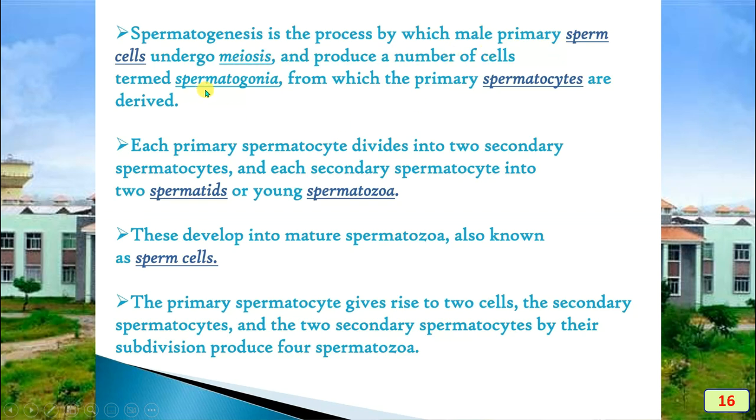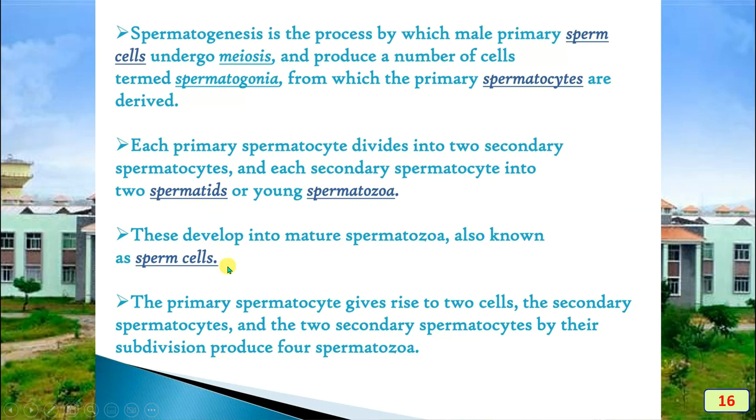Spermatogenesis is the process by which male primary sperm cells undergo division and produce a number of cells named spermatogonia, from which the primary spermatocytes are derived. Each primary spermatocyte divides into two secondary spermatocytes, and each secondary spermatocyte into two spermatids, or young spermatozoa. These develop into mature spermatozoa, also known as sperm cells.